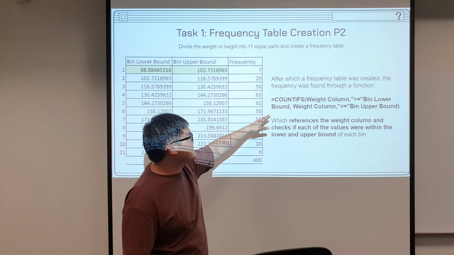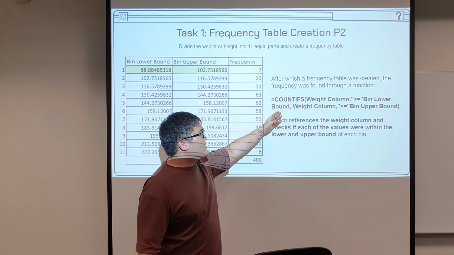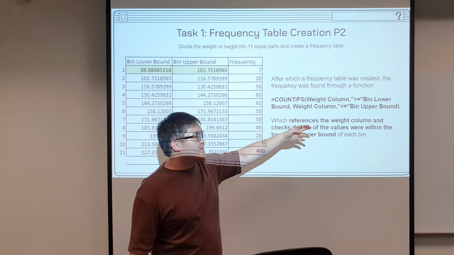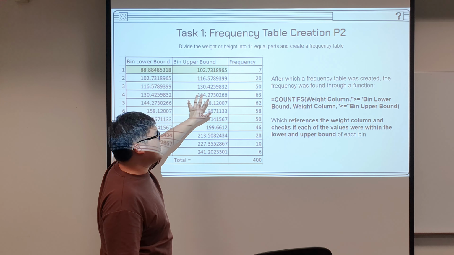After doing that, I created the frequencies by use of a function. The COUNTIF function: the weight column more than or equal to the bin lower bound, and the weight column less than or equal to the bin upper bound. This references the weight column and checks if each one of these values is within the lower and upper bound of each bin.